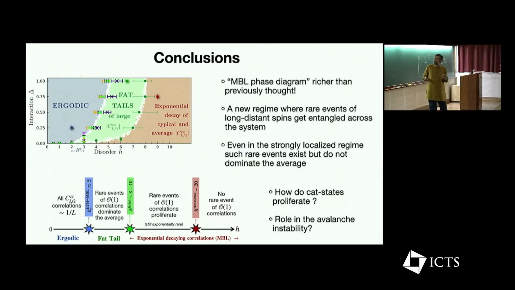Regarding these cat states, this is a work in progress now with Fabien and Jeanne. So we want to understand how they proliferate and how they connect to the various instabilities in the problem. Are they like the seed of the ergodic transition or not? Okay, so this we'll see.